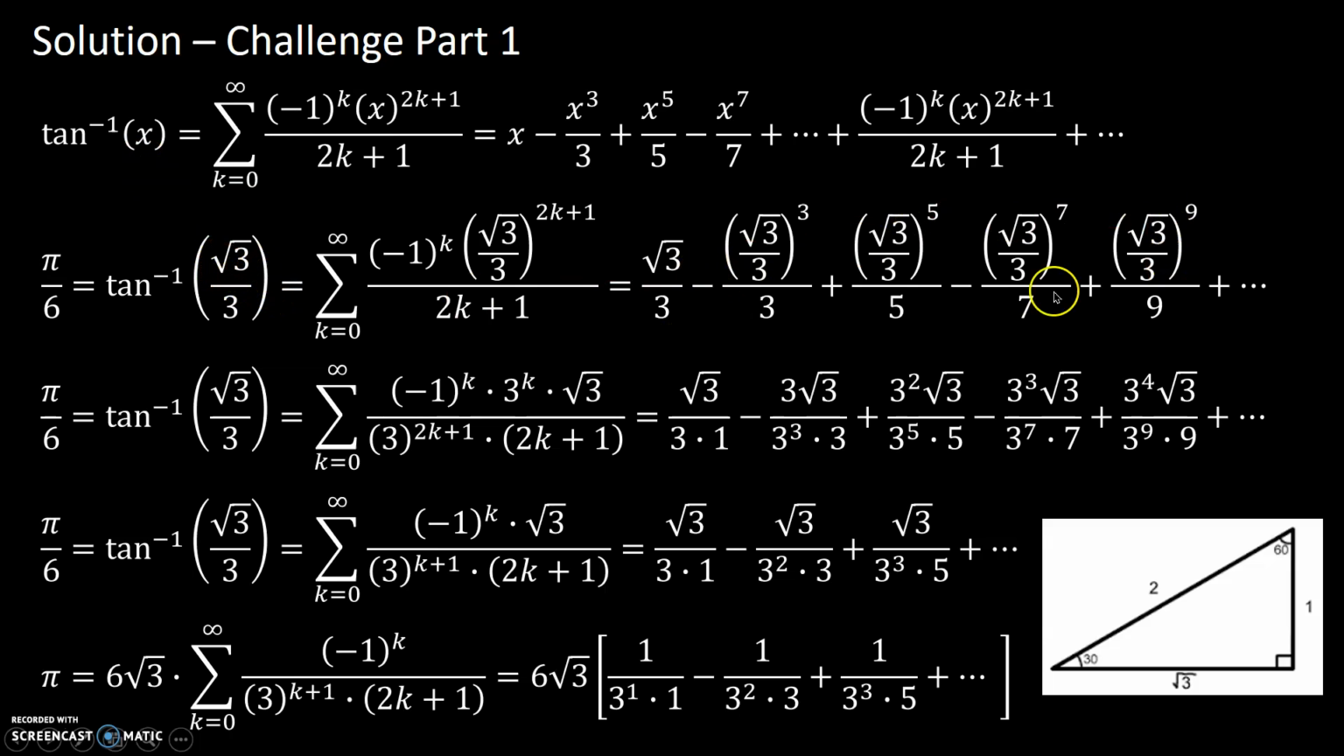So after you do that, you get a pretty nasty expression. Another nasty expression, you do some algebra simplification, and then you multiply by the 6, and you pull out the root 3, and you get that pi is equal to 6 root 3 times the summation of alternating sign with powers of 3 increasing by 1 and all the odd numbers. Pretty easy to see the pattern in the last phase.